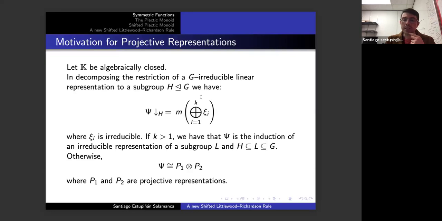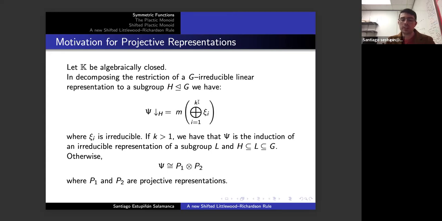And there are two possible cases. You can have that k is equal to 1 or k is greater than 1. If k is greater than 1, you can recover this representation psi as an induction of an L representation, where L is between H and G. Since L is smaller than G, this allows you to simplify the problem of studying this representation.